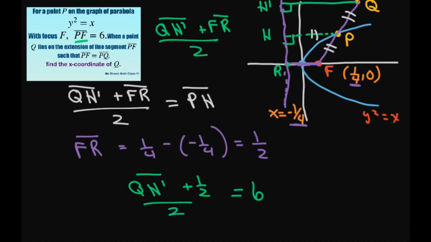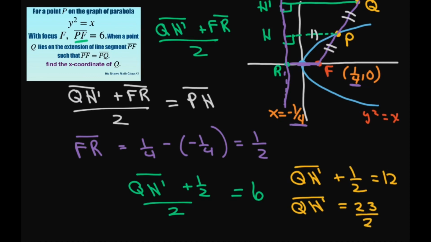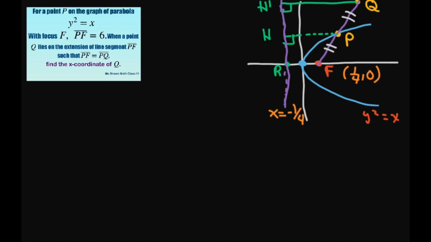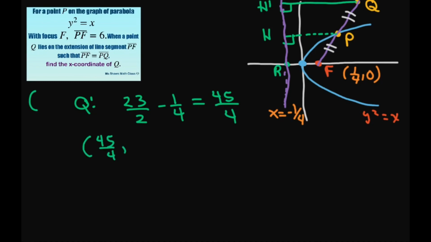And then solving, we're going to get QH prime plus 1/2 equals 12, or QH prime equals 23 divided by 2, if you subtract 1/2 from both sides. Therefore, the x-coordinate of Q is going to be 23 divided by 2 minus 1/4, and that's going to equal 45 divided by 4. And this is going to be the x-coordinate. So we're going to have 45 divided by 4, and then your y.